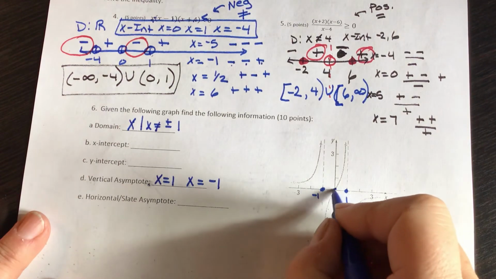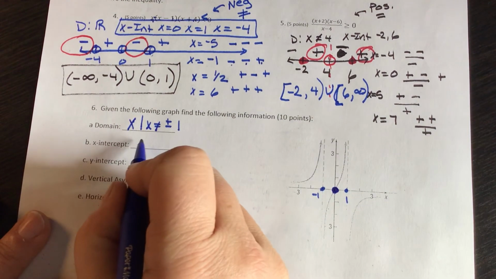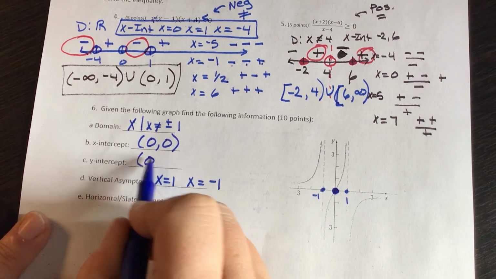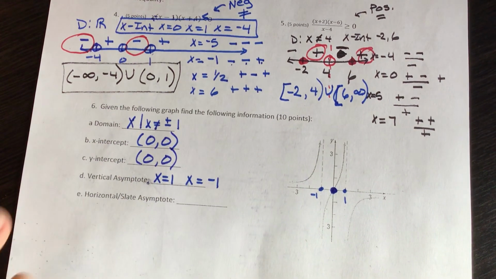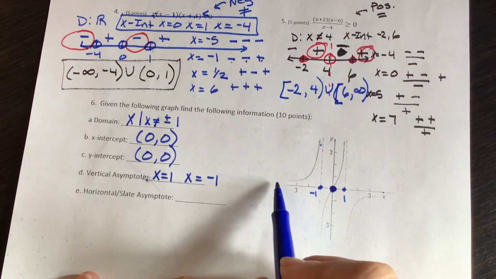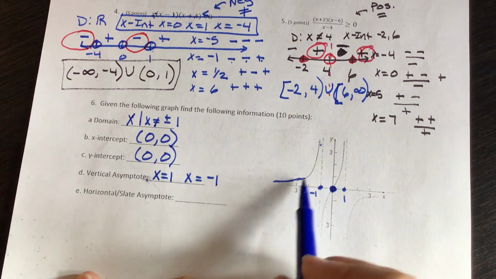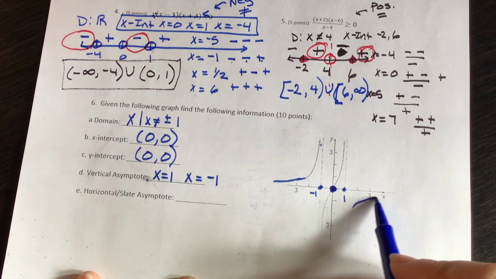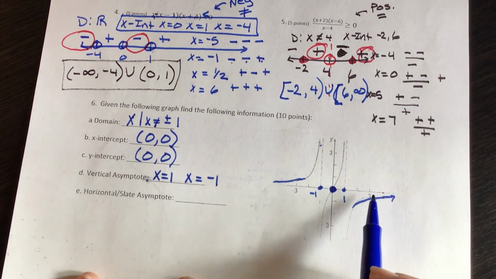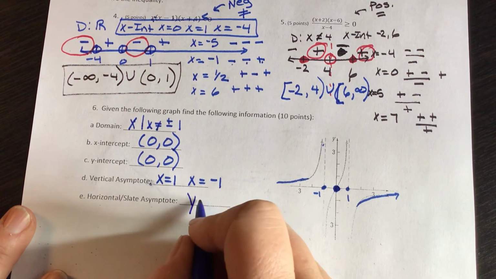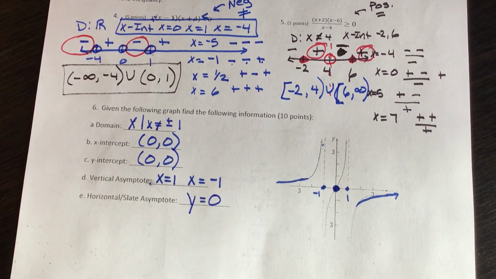I also have an x-intercept here at 0, so this is the point 0, 0, which is also my y-intercept. And it looks like my horizontal asymptote, I think I have one here. This branch is closely approaching the x-axis, and same on this side. So I'm going to say that my horizontal asymptote is y equals 0. That's the x-axis. All right, we should be all set now.